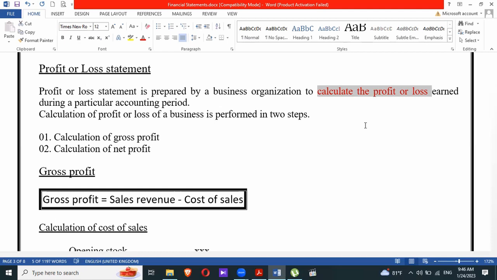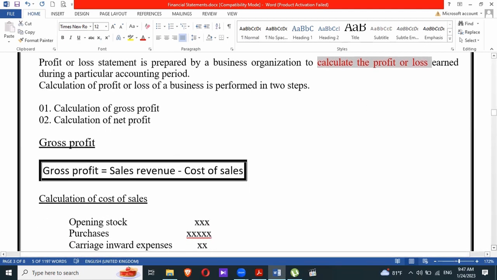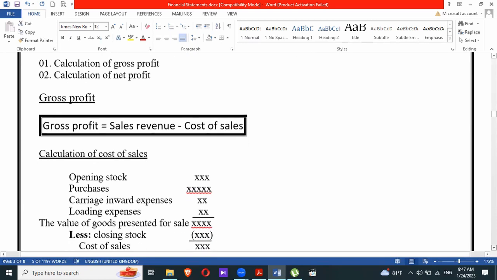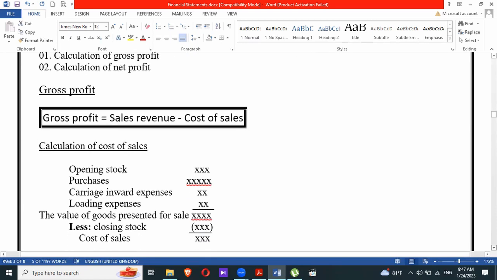According to this lesson, we have to discuss two statements, the profit or loss statement and the statement of financial position. First, we select to discuss the profit or loss statement. Under that, it includes two basic steps: first, calculation of gross profit, and second, calculation of net profit. So we'll see how to calculate gross profit first. Gross means that it is not the final result. Look at the formula I have given.